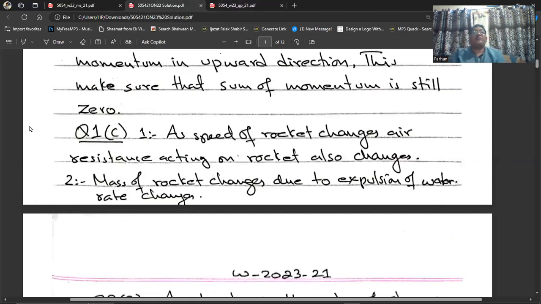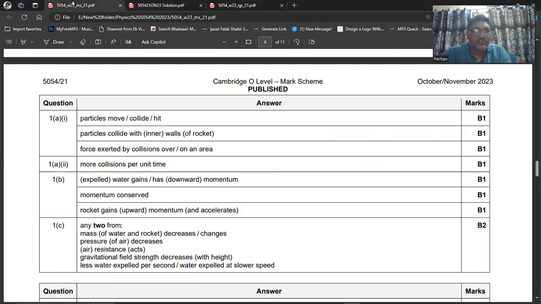Question number one, C, first part. As the speed of the rocket changes, the air resistance acting on the rocket also changes. Mass of rocket changes due to expulsion of the water rate changes. The order of this sentence is not that good. Actually, I should have written that the mass of the rocket changes due to the rate of the expulsion of the water from the rocket changing.